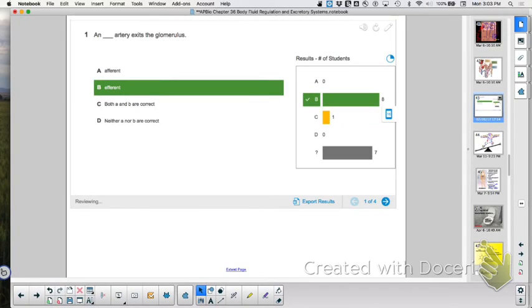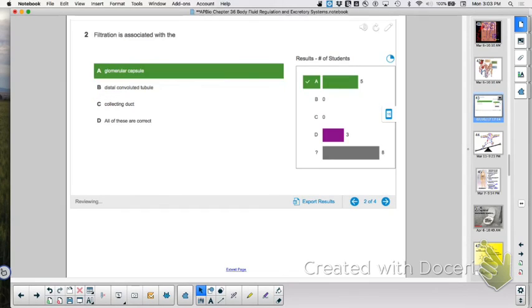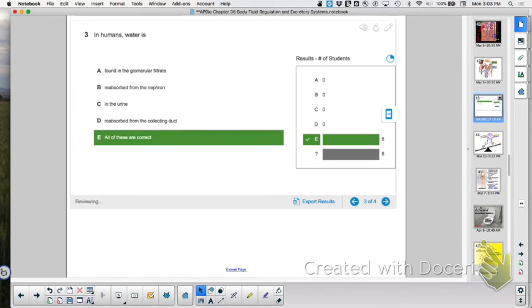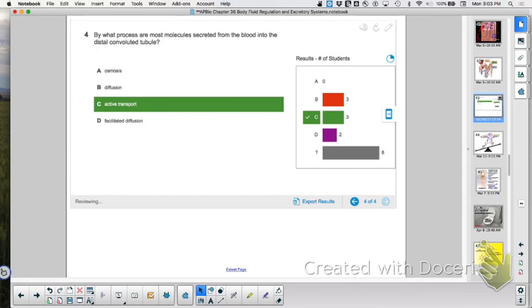Here we go. Okay, so an efferent artery exits the glomerulus. That's true. Afferent goes into the glomerulus. Efferent goes out. Number 2, filtration is associated with the glomerular filtration. Remember, tubular reabsorption, and then the distal convoluted tubule is tubular secretion. In humans, water is all of these. Yes, that is true. And by what process are most molecules secreted from the blood into the distal convoluted tubule? Active transport. You're actively transporting it from the blood, that's tubular secretion, into the tube. Okay, we struggled with that one just a little bit.